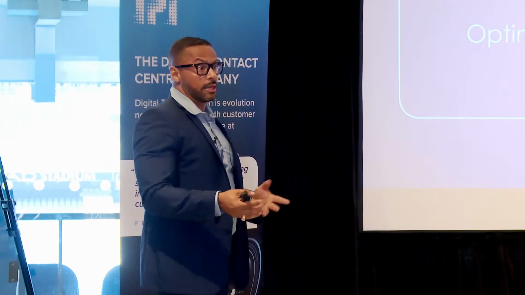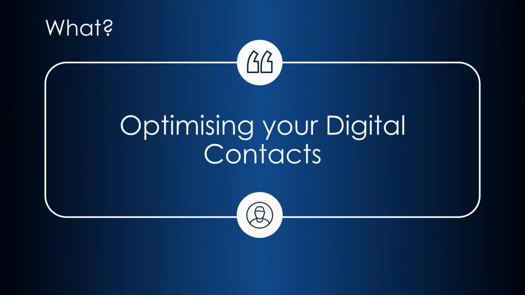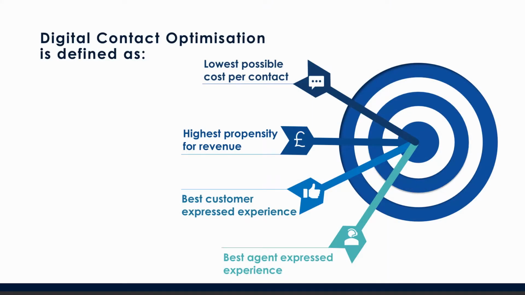So this is where digital comes in. Let's think about a digital contact being optimized. There's really only 4 things that you need to think about, and that's the KPIs that you want to measure. Basically, the lowest cost per contact, and I'll be talking about cost per contact as a critical measure. Highest propensity for revenue generation. The best expressed customer experience. And then, of course, the best expressed agent experience.